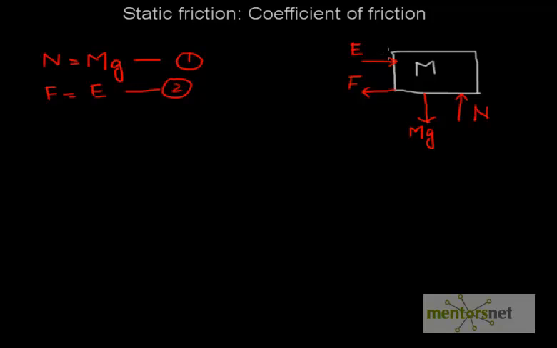There was an effort E being applied by a person on this block, and there was a friction force which was resisting it. And having a condition that this block is in static equilibrium gave us two equations. First, that the normal reaction is equal to mg, and that the friction force is equal to the effort being applied. And we had left off by saying that this equation number 2 is valid as long as F is sufficiently small.